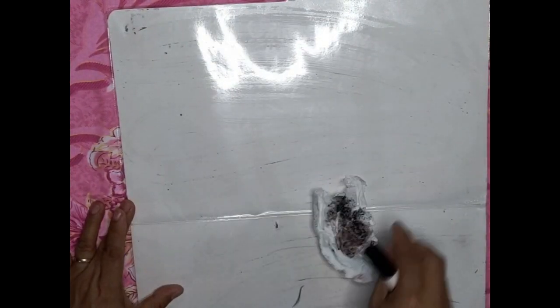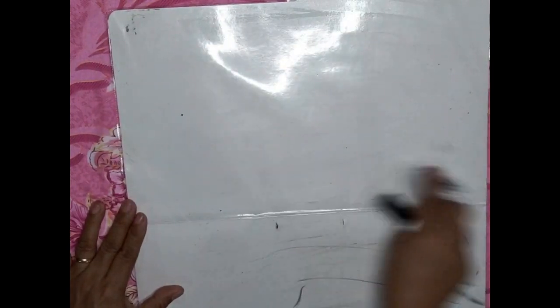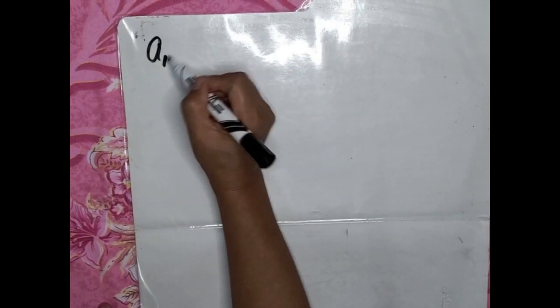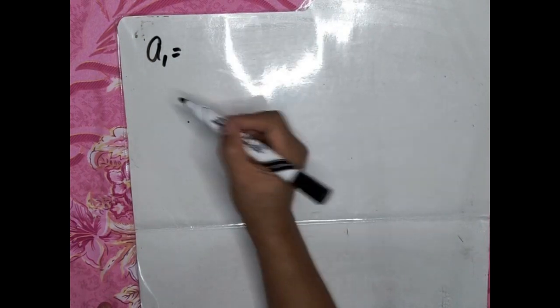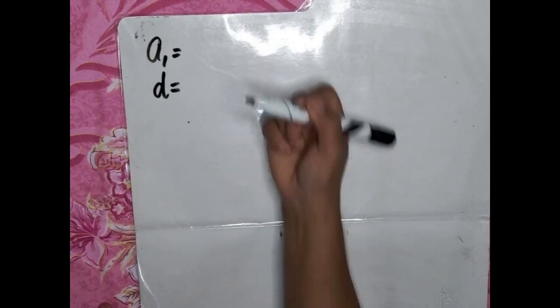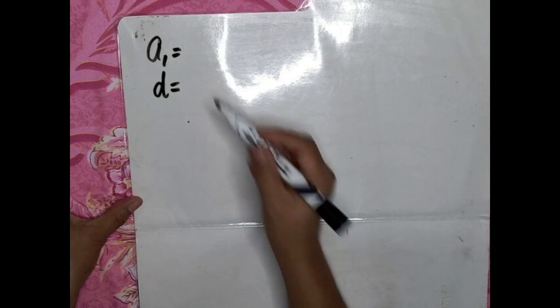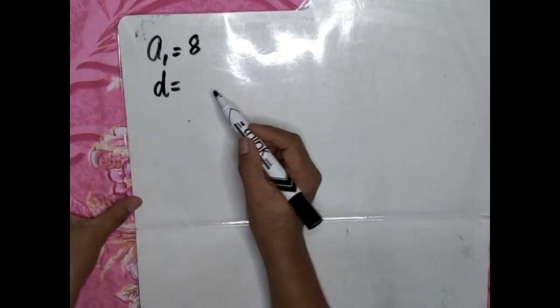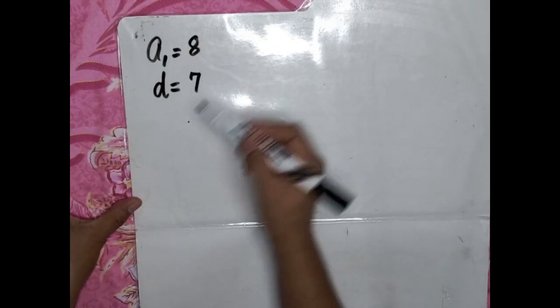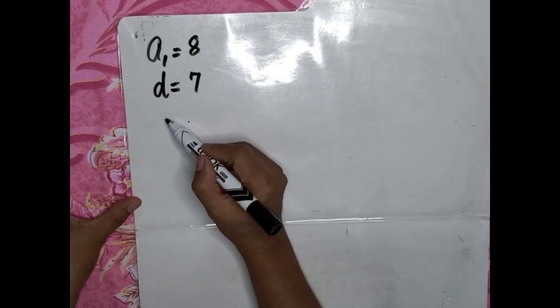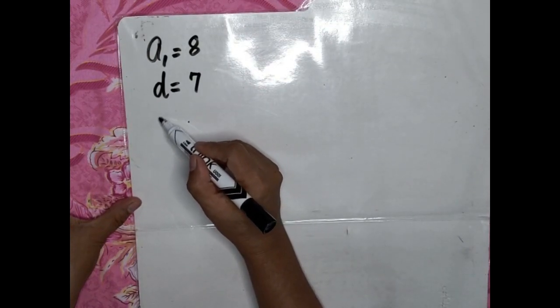So, we shall take up another skill using now our knowledge on arithmetic sequence. Okay. So, for example, you are given the first term and the common difference is also given. For example, our first term is 8. The common difference is 7. We are going to look for the first 5 terms.